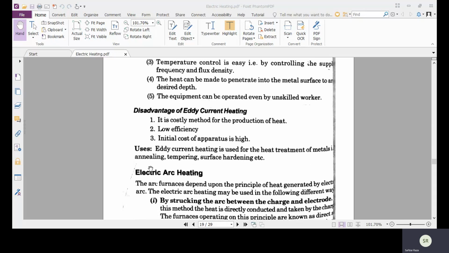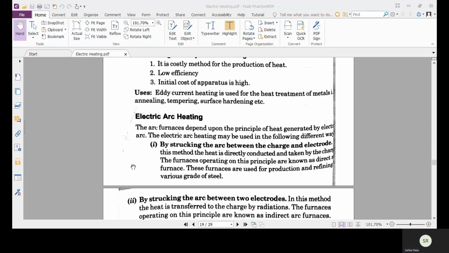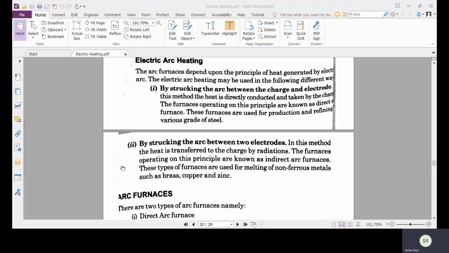Now we will move towards electric arc heating. The arc furnace depends upon the principle of heat generated by electric arc. As the name indicates, there is an electric arc. With the help of electric arc, we can heat the charge or the material. The electric arc heating may be used in the following different ways: by striking the arc between the charge and electrode, and the second method is by striking the arc between the two electrodes.